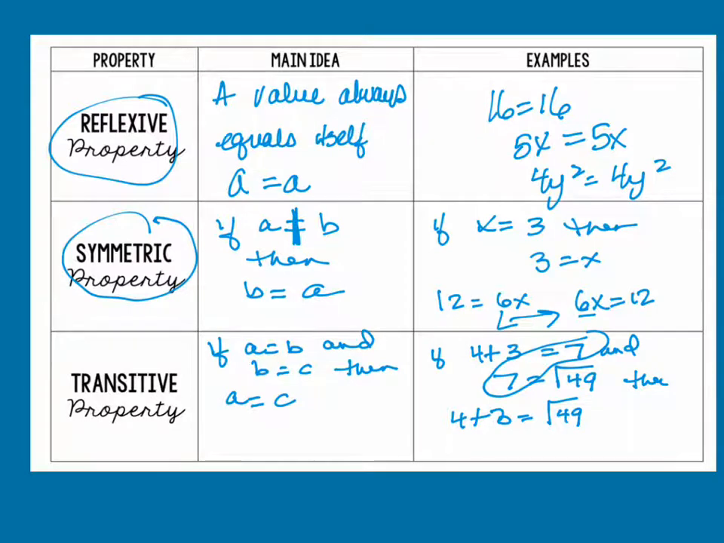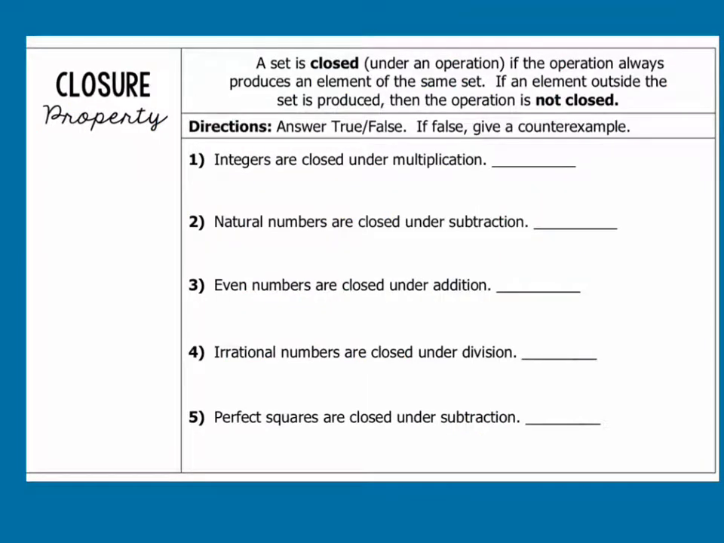Now let's talk about the closure property. You call a set closed under an operation like addition or subtraction if the operation always produces an element of the same set. If an element outside the set is produced, then the operation is not closed. So let's talk about this. Are integers closed under multiplication? This means, if I multiply two integers together, do I always get an integer?